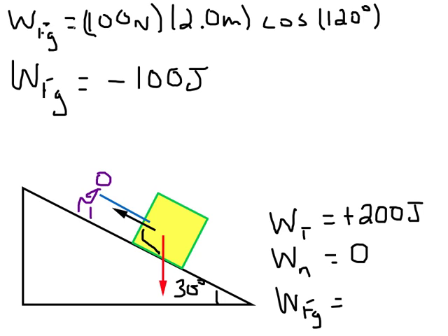So energy is a scalar, it's not a vector, there's really no direction. So what does it mean to have a negative sign? Well, this means that the force of gravity is taking energy away from the box. As the box moves up the incline, the force of gravity has taken away 100 joules from the energy of the block.